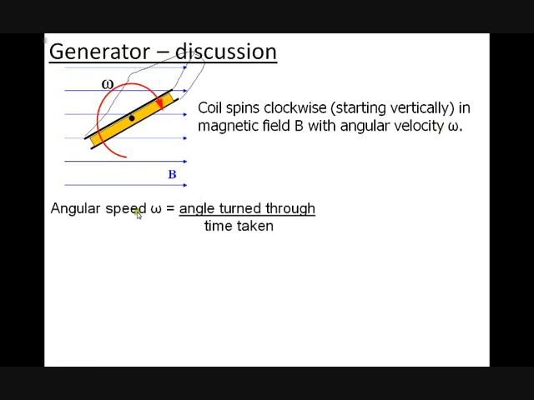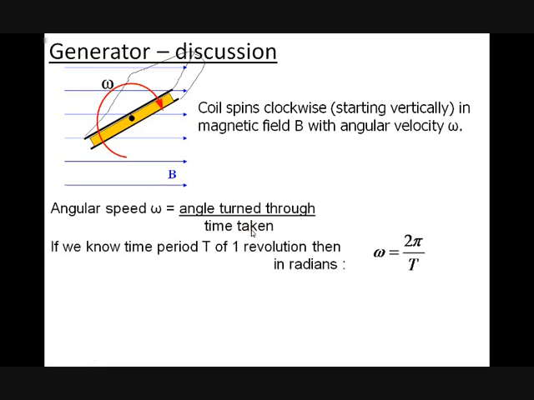So this coil spins clockwise if it starts vertically in a magnetic field with angular velocity omega. Remember the definition of what angular speed is. The angular speed or angular velocity is the angle turned through divided by the time taken. Now we often talk about one period, one time period T, we know that the angular speed will be 2 pi over T, because the angle turned through in radians is 2 pi and the time taken is T.